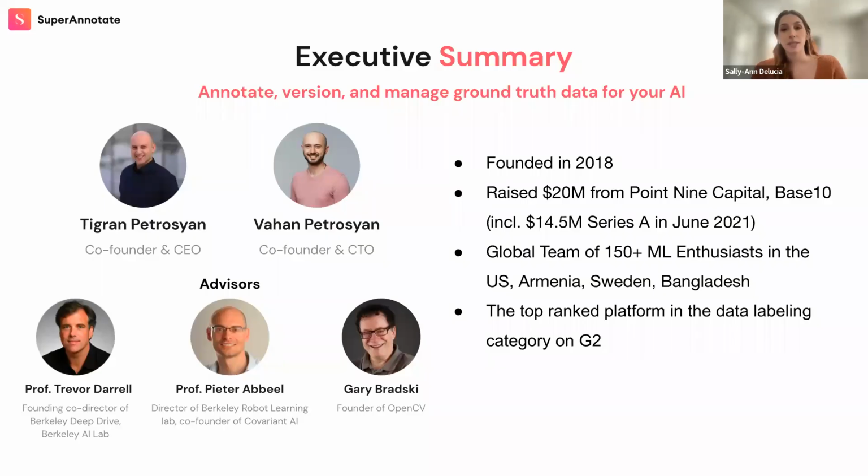Before we dive into our topic today, I do want to share a little bit more about us here at SuperAnnotate. So SuperAnnotate was founded in 2018 by Tigran and Vahan Petrosian, our CEO and CTO. We raised $14.5 million in Series A funding last year, and we brought our total up to $20 million with further investments. We have a global team of over 150 ML enthusiasts, and we're proud to say that we're a top-ranked platform in the data labeling category on G2, and we also received a high performers badge from them as well.